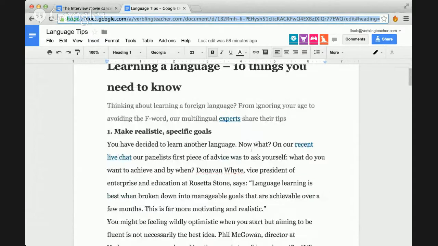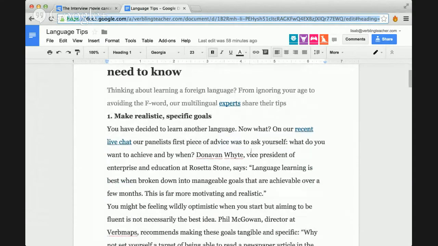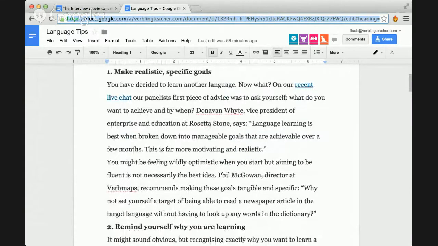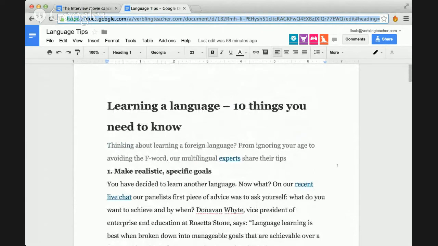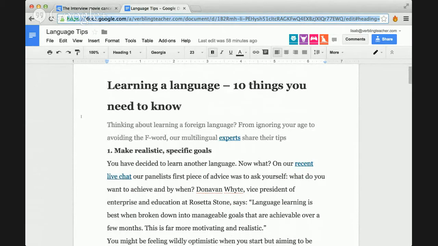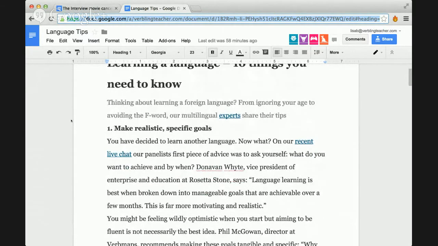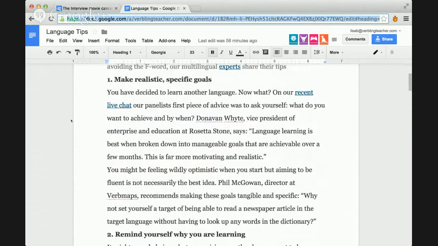So we're going to read through this, go over some vocabulary and expressions, and then if we have time, we will discuss it a little bit, see if you think these are good language learning tips. Like I said, if other people join us, then we'll just add them to the mix. Otherwise, we'll just read ourselves. It's called Learning a Language, 10 Things You Need to Know. Okay, thinking about learning a foreign language? From ignoring your age to avoiding the F word, not the normal F word we think of, our multilingual experts shared their tips. Okay, so the number one tip is make realistic, specific goals.